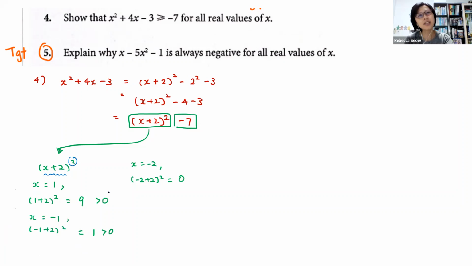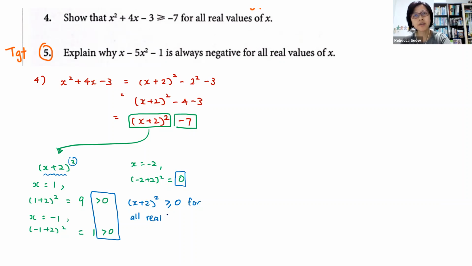Hence I have one case whereby when I put in any real value of x, my answer will be more than 0. My second case is that if I were to put in x equals to negative 2, whatever is within the bracket will be 0, and it will give me a value of 0. Therefore, we could say that x plus 2 whole thing square will give you an answer of more than 0 or 0 for all real values of x.